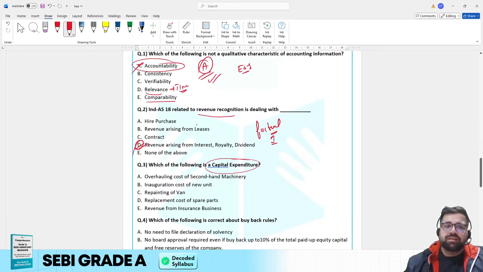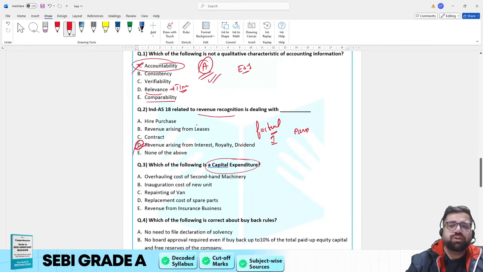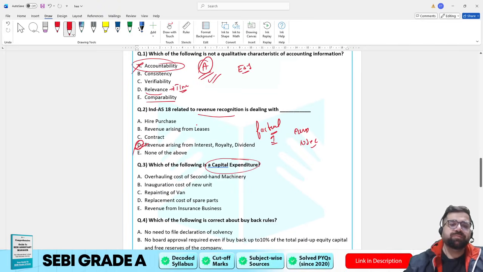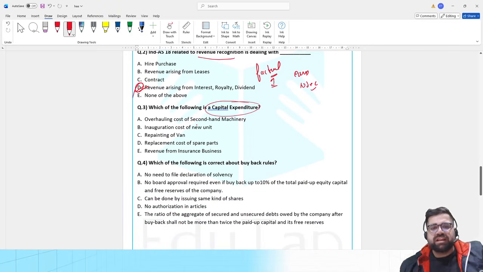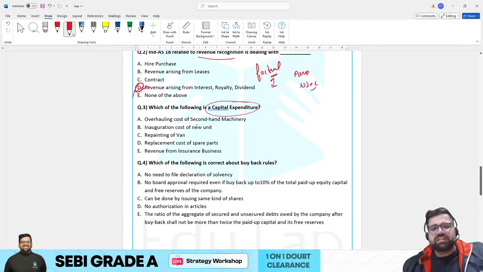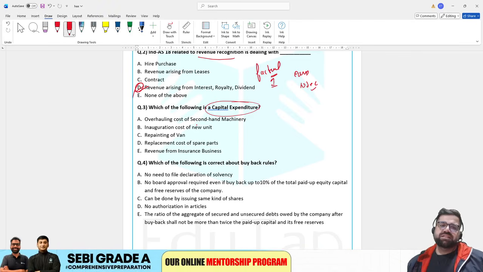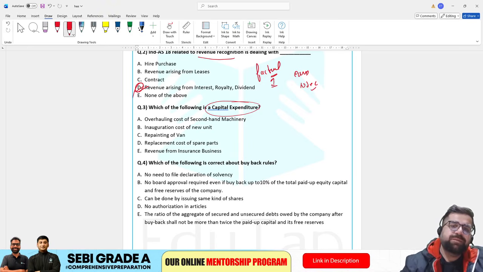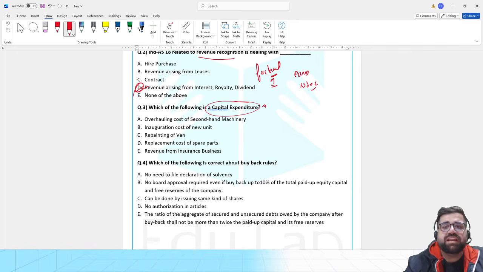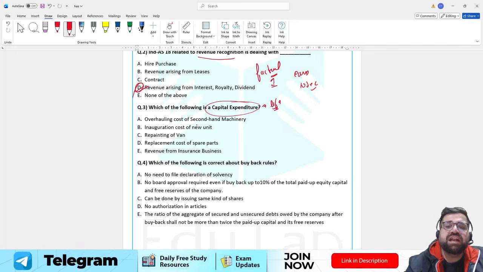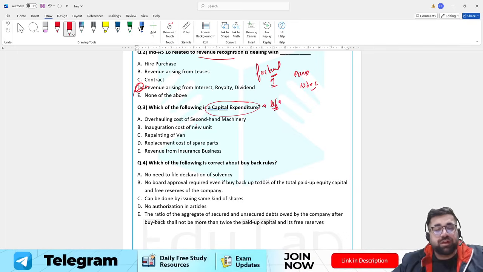By the way, this question is also very, very easy. This should not take more than 10 seconds of your time. Which of the following is a capital expenditure? Overhauling cost of a second-hand machine, inaugurating the cost of a new unit, repainting of a van, replacement cost of a spare part, revenue from insurance business. Now capital expenditure is that particular expenditure which will increase the life of your asset, or it is that particular expenditure which is also not regular.